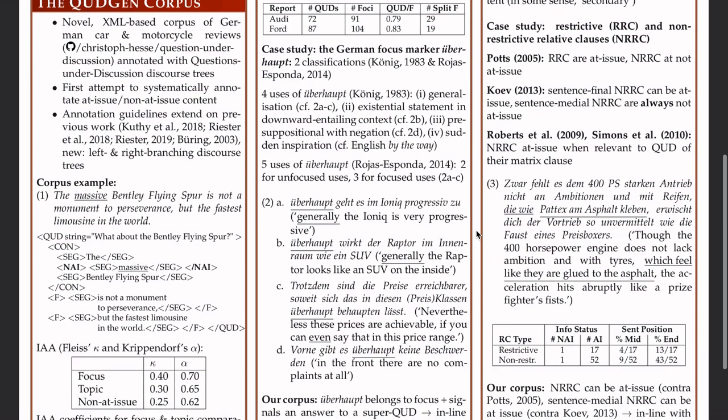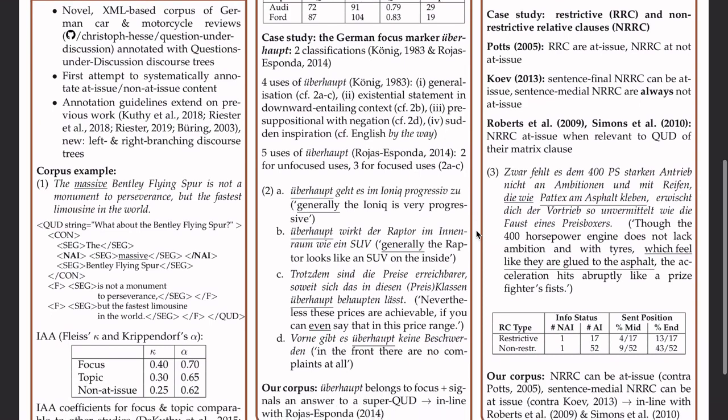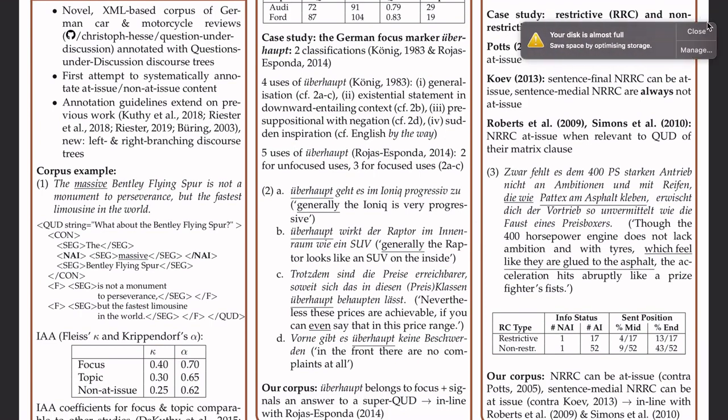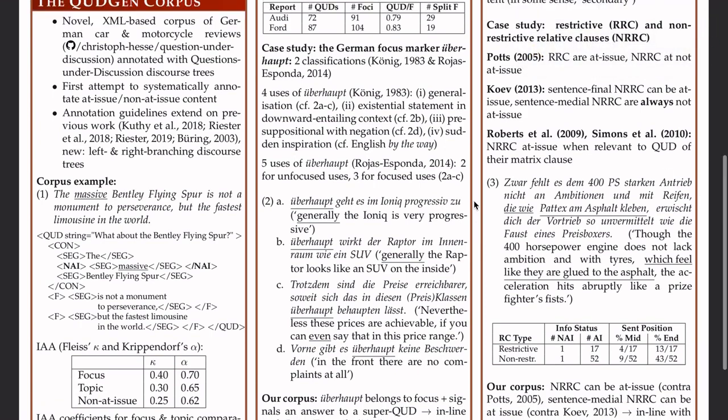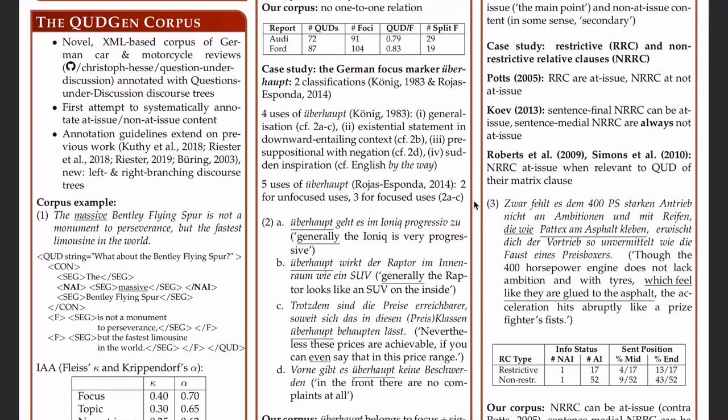We got generally the Ioniq is very progressive, and generally the Raptor looks like an SUV on the inside, where überhaupt translates to English generally. We also have nevertheless, these prices are achievable if you can even say that in this price range. Here, überhaupt is closer to English even, and in the last example, in the front, there are no complaints at all. Überhaupt is translated to at all. Rojas-Esponda's 5th class is characterized by the use of focused überhaupt with a universal quantifier or a scalar predicate. Examples 2a and b include a scalar predicate, being progressive and appearing like something, respectively.